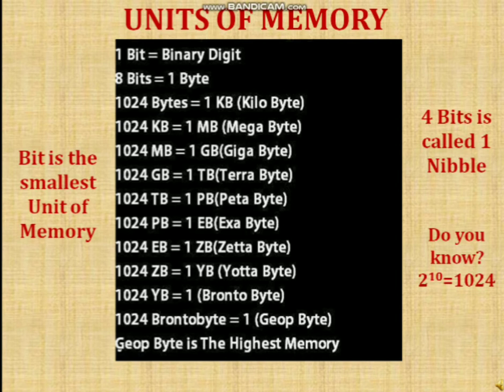2 to the power 10, which is 1024 bytes, is called 1 kilobyte. Similarly, 1024 kilobytes is equal to 1 megabyte. And 1024 megabytes is equal to 1 gigabyte, and so on. Well, that is the highest memory till date.